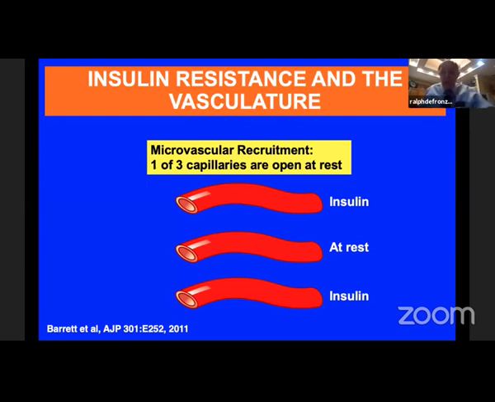Now, what happens when you do this study in people with type 2 diabetes? And again, this is Dr. Barrett's work. You can see that the ability of insulin to recruit those other capillary beds is markedly impaired.